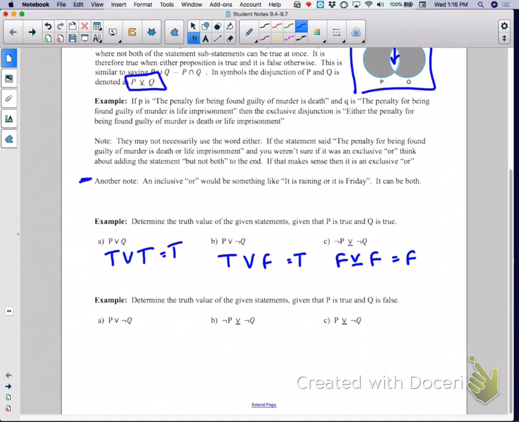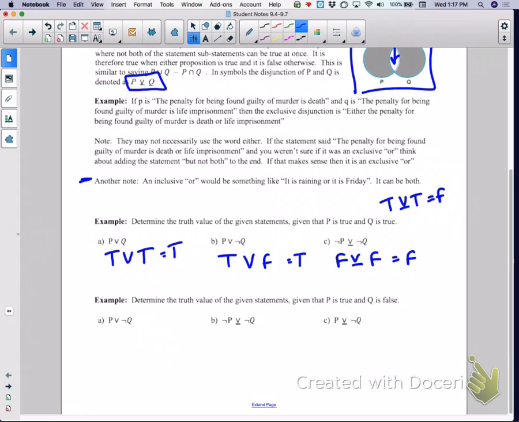Now, one thing I'm not sure that I put here, and I'm going to look here real quick and see. I don't see it looking at it really quickly. When you have an exclusive disjunction, if you have true and then true, that's going to be false because it can't be both, just like what we were just saying about the death or life imprisonment. It can't be death and life imprisonment, so that would have to be a false statement. It has to be one or the other. Okay. So that one is only going to be true when only one of the statements is true.